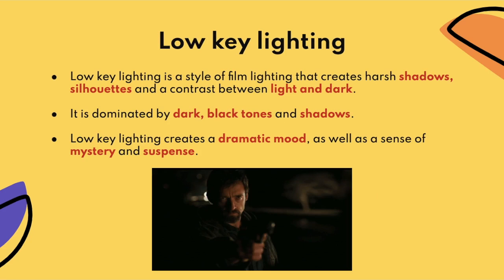Now, just by looking at that picture, you could probably guess that low-key lighting is the direct opposite of high-key lighting. Low-key lighting is a style of film lighting that creates really harsh shadows, silhouettes, so outlines of characters, and a contrast between light and dark. Whenever we analyse low-key lighting, we want to be looking for scenes that have really dark black tones and lots of shadows. Whereas high-key lighting often is used in really positive, uplifting scenes, low-key lighting is used by directors to create a dramatic mood, as well as a sense of mystery and suspense.